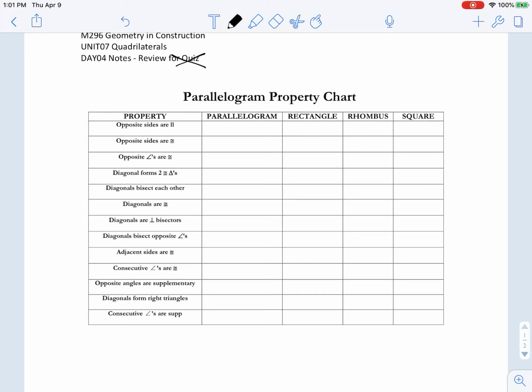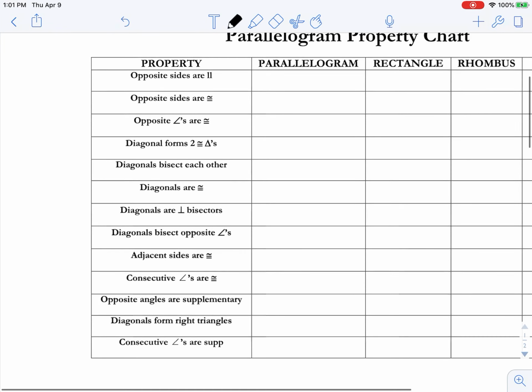What it is, these are all the parallelograms and their special types, like rectangle, rhombus, and square. So what I want you to notice is what is true. Looking at these properties on the left here, these are all the different properties I've told you. There should be about 10 of them there.